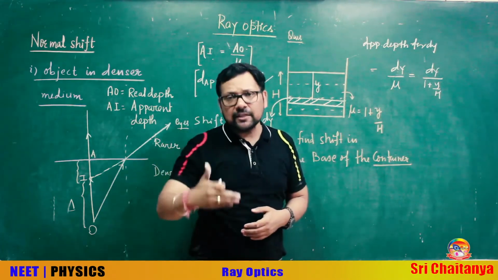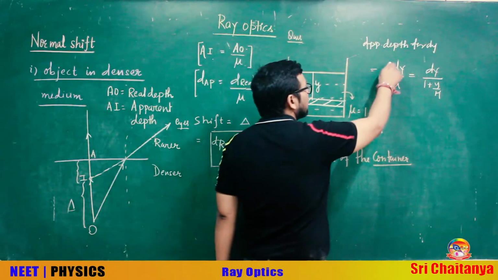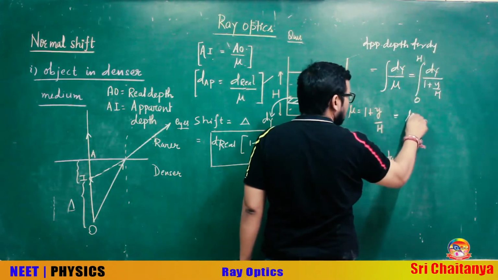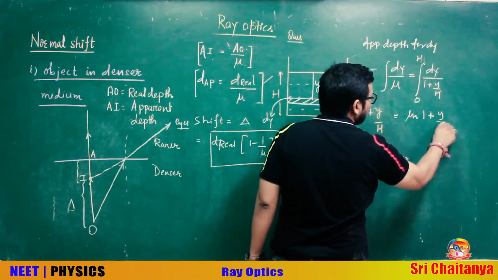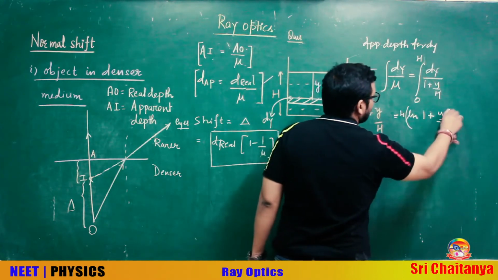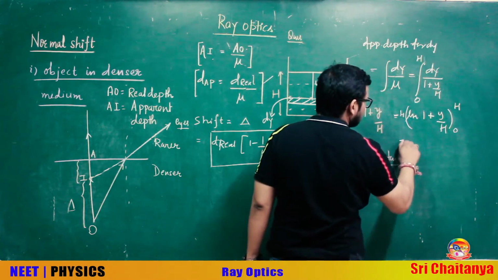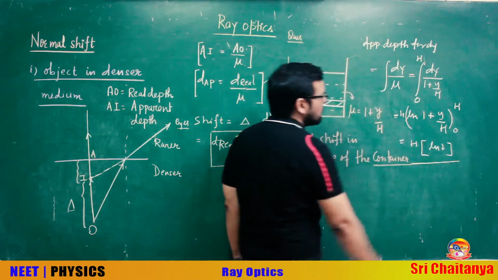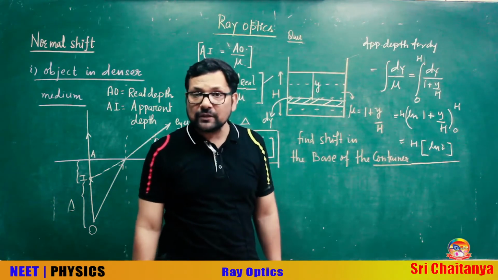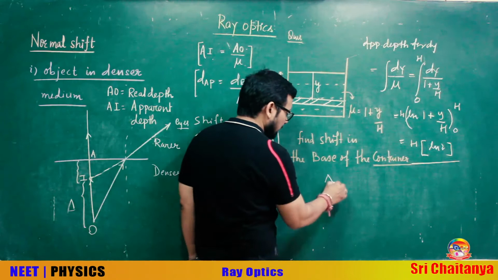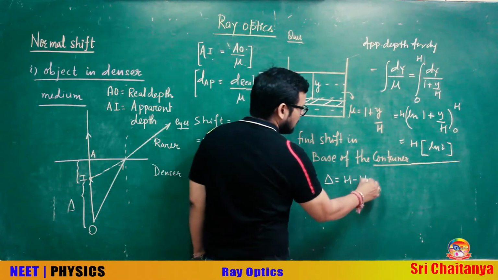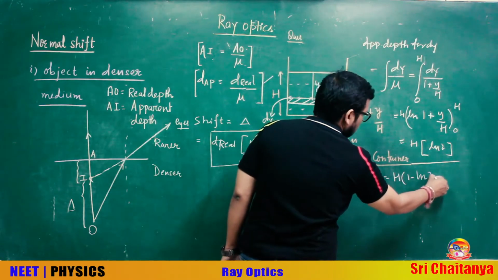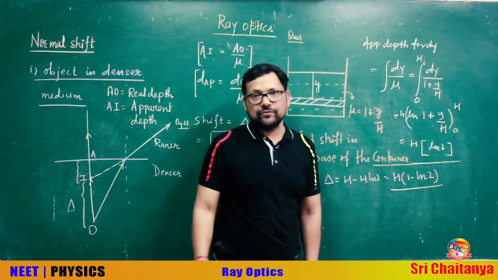So there are many such dy in the liquid. So the total apparent depth is the integration of this from 0 to h, which is ln of 1 plus y by h, into h. From 0 to h. Put these values, you will get h ln 2 as the total apparent depth. But the question is asking you for the shift. What was the actual real depth? H. What is apparent? H ln 2. So this is h into 1 minus ln 2. This is the shift.